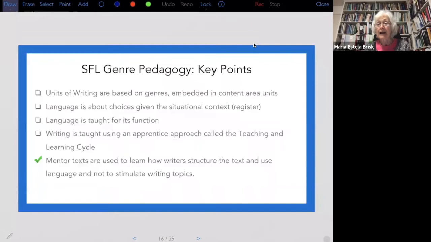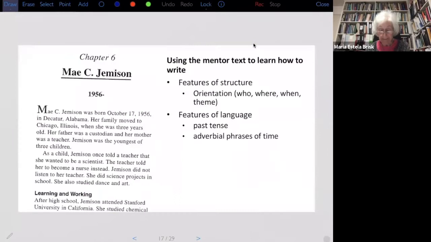And let me show you what I mean by that. So for example, I was working with a group yesterday, and we were deconstructing this text to learn how biographies are written.